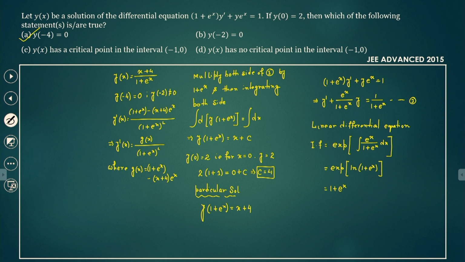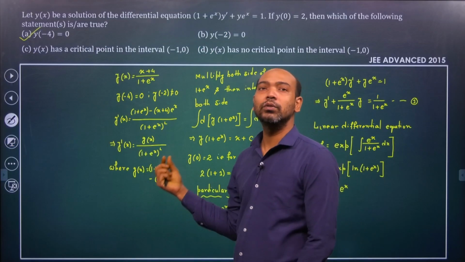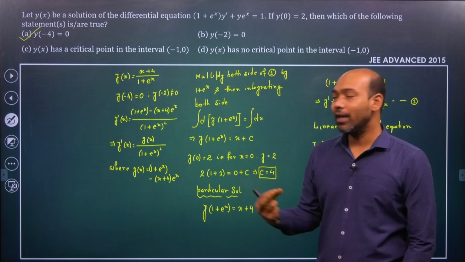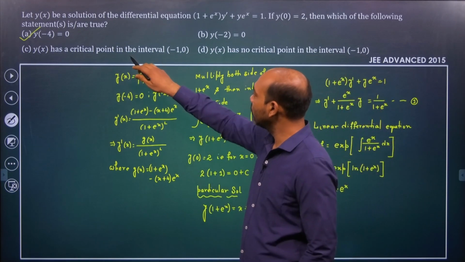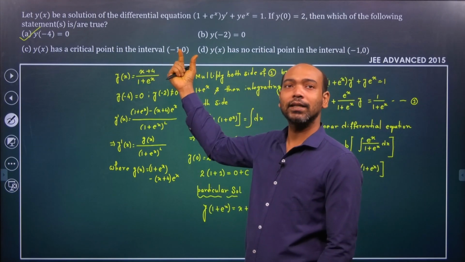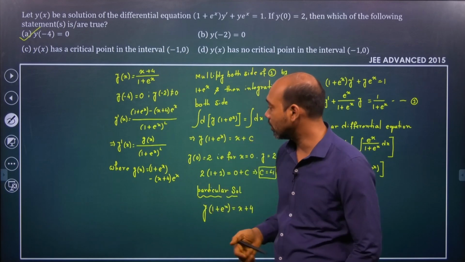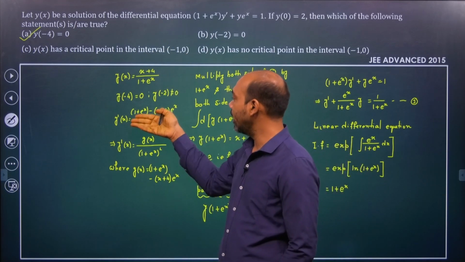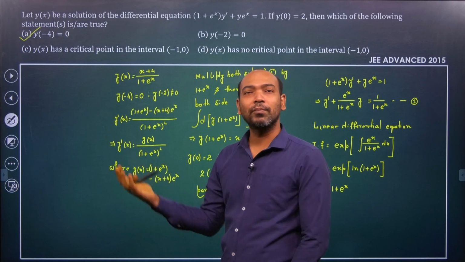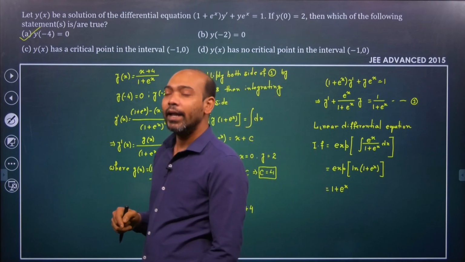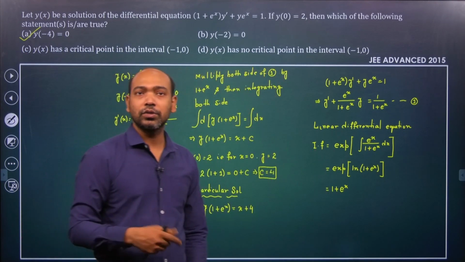Because see that y dash is considered to be equal to 0. Now if it is 0, we say that we have to find the critical point and check that it lies in some particular interval. So if I equate this equation to 0, we can't solve it. It became a transcendental equation. So therefore we can't solve.